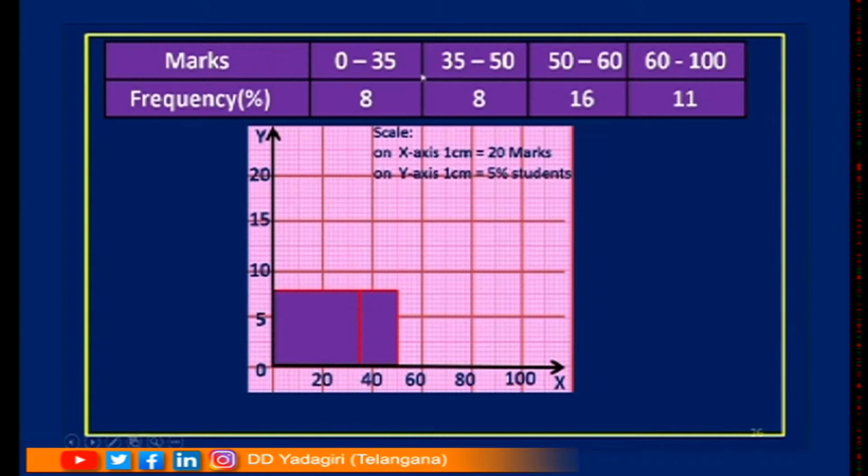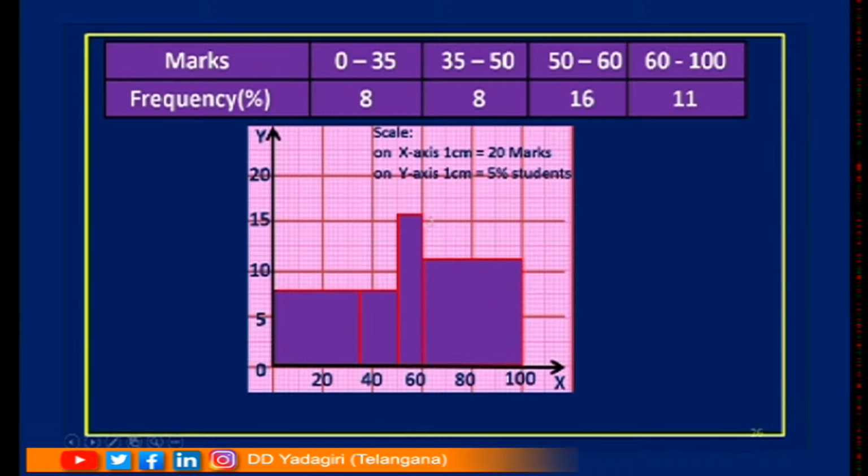Next 35 to 50. Children, this is 35 and here between 40 and 60 you will get 50. So 35 to 50 frequency is also 8. Next 50 to 60, this is 50, 60. 50 to 60 the length is 16. How to take 16, children? After 15, the second line. Now 60 to 100 is 11, which means after 10, the second line. This is a histogram, okay, with different class sizes.